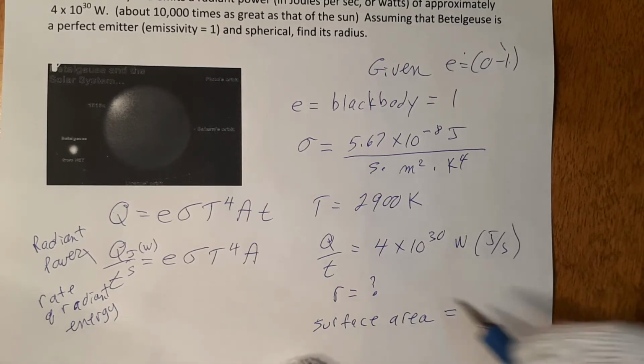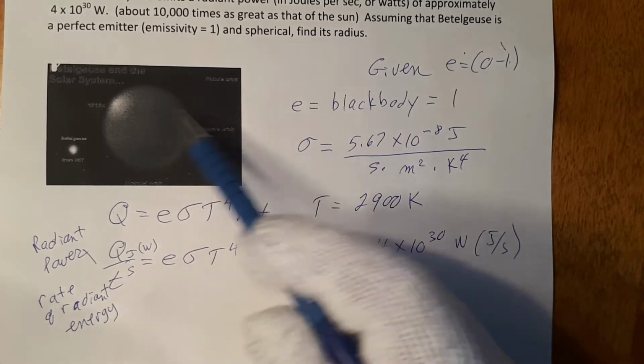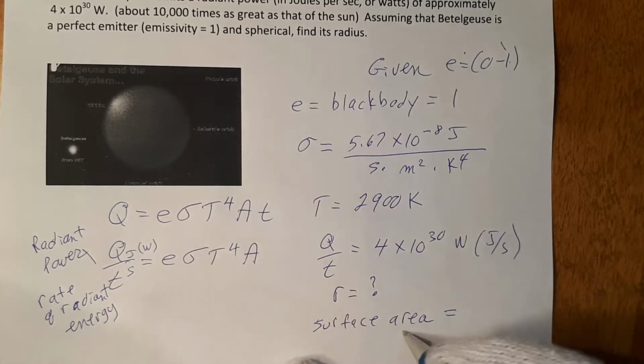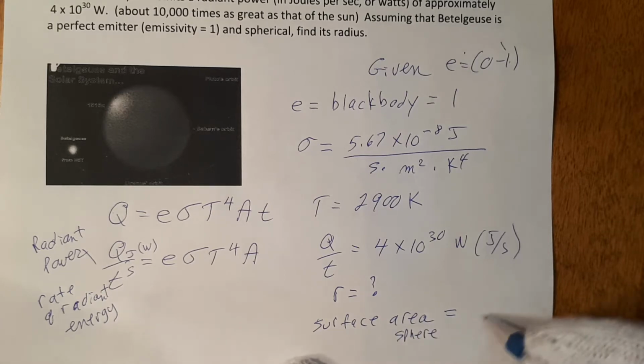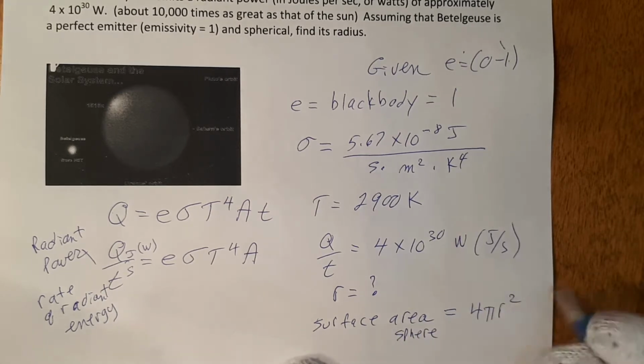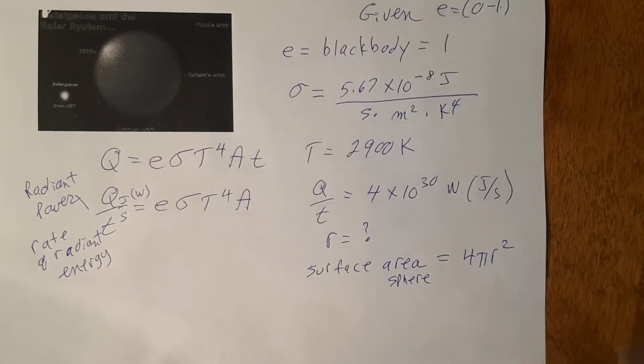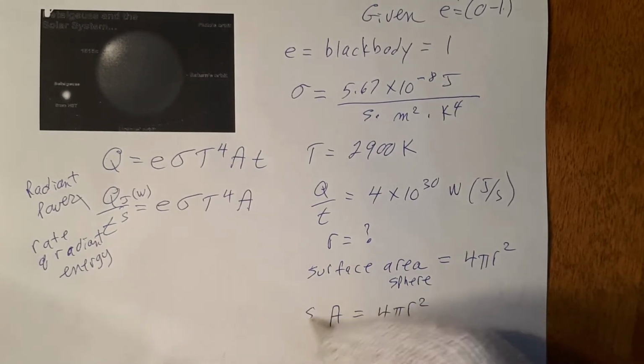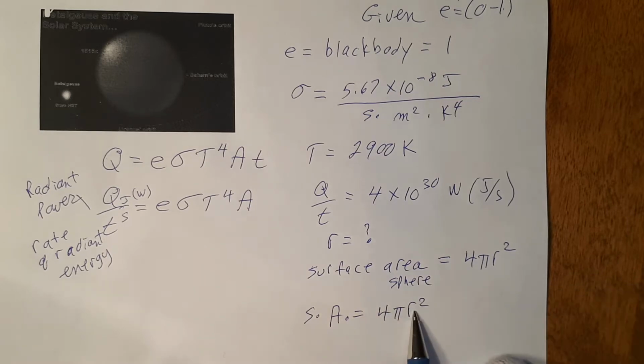Surface area of a sphere, assuming that this is spherical and planets and stars are spherical. Surface area of a sphere is equal to 4 pi r squared. So area is equal to 4 pi r squared. Surface area is equal to 4 pi r squared.